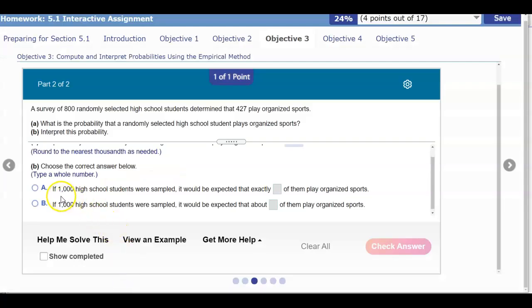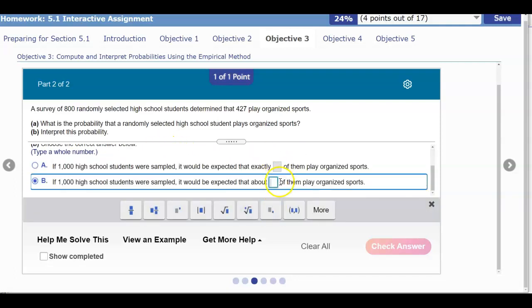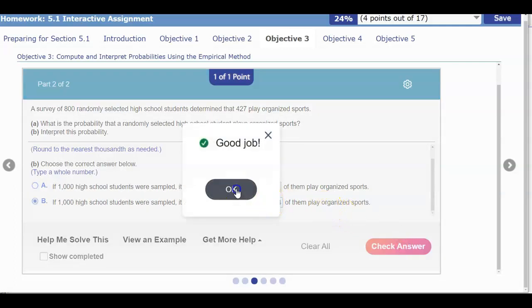So now we need to come back here. Now, is it going to be exactly or about? Well, regarding our lecture in the past, it's about. So it's going to be about the number that we found here, which is 534. And therefore, that is our result.